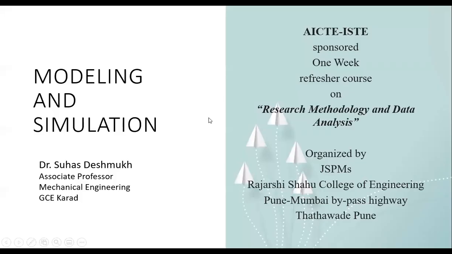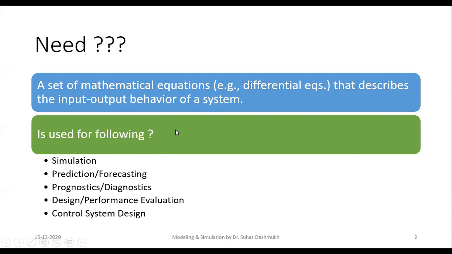Basically, what is the necessity? Why do we want to do a mathematical analysis? Mathematics means a set of differential equations, maybe algebraic equations, which describe the relation between input and output of the system. If it is there, then you are going to provide some input and then determine the output. You ultimately want to do prediction. Maybe we are using it for forecasting purposes, maybe prognostic or diagnostic purposes, and design performance evaluation. So many other objectives will be satisfied by this. So all this is nothing but the expectations from your model. That is basically the basic idea.